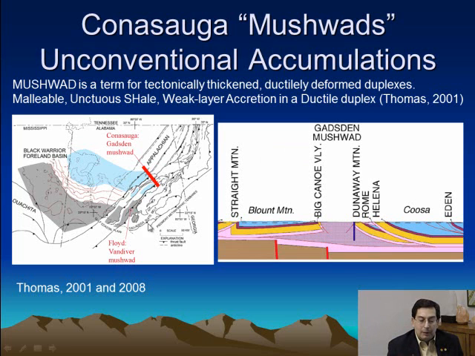In the Appalachian Belt, there are these ductile thickened zones, and he calls them mushwads, which is a term referring to malleable unctuous shale with weak layer accretion in a ductile complex. And so these triangle zones of source rock-rich Cambrian shale can be intensely deformed and fractured, and there are some who suggest that this might be an unconventional play for the future.